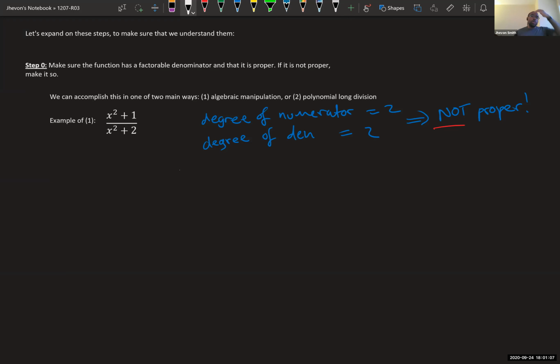Algebraic manipulation is what I showed you guys in the very first thing I looked at, when I added and subtracted 1 in a convenient way, or you can multiply and divide by something in a convenient way. So you finagle things algebraically. What would that mean in this situation? What I could do, for example, is add and subtract a 2.